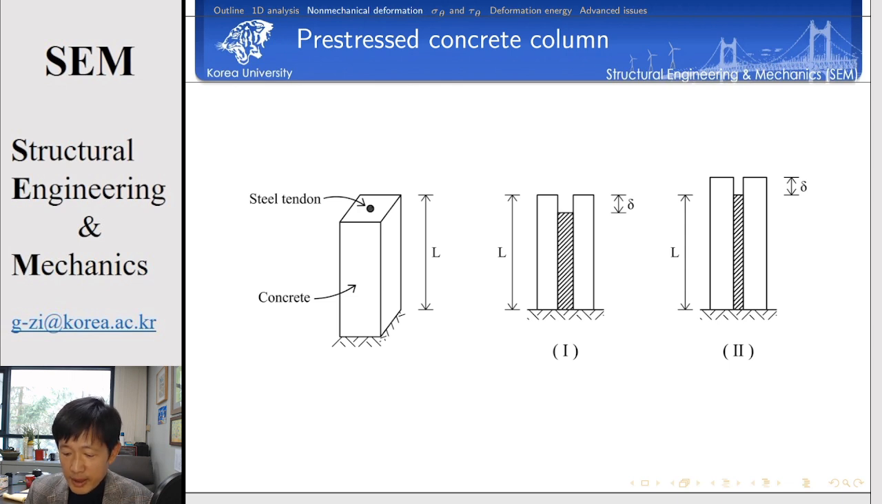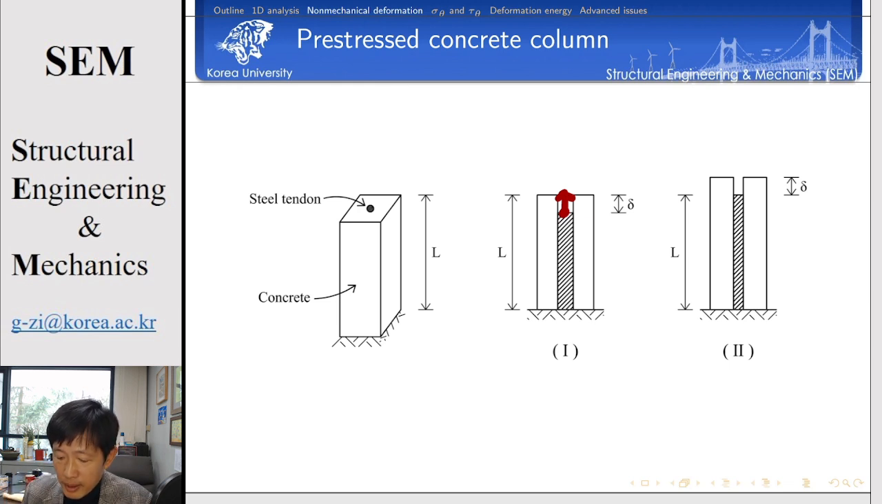In the first case, the reference length, there is no mistake in the length of the concrete section. But the preset tendon is a little bit shorter than the reference length by delta. That's why we have to stretch the tendon to the height of the concrete, and then we fix them together and release the loading. Then, because of interaction, the overall column shrinks down.